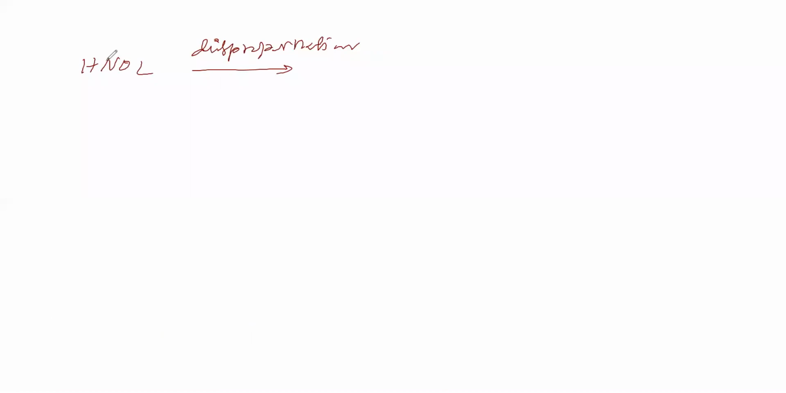So nitrogen is +3, it is undergoing oxidation into nitric acid. Here nitrogen is having +5 oxidation state. It is oxidation. Then nitrogen +3 is converting into nitric oxide. Here nitrogen is +2. So +3 is converting into +2, reduction. +3 is converting into +5, oxidation. Okay, so nitrous acid is undergoing disproportionation like this.